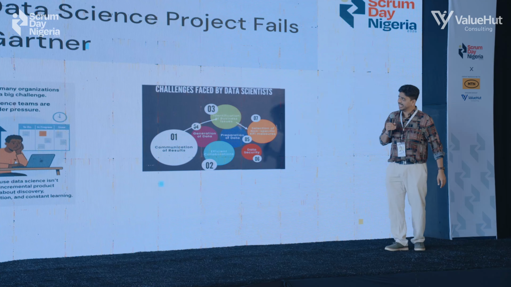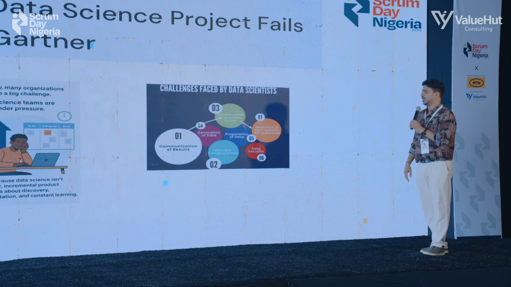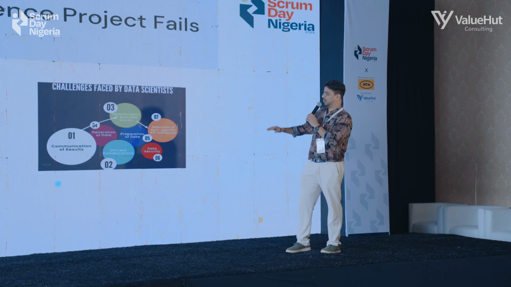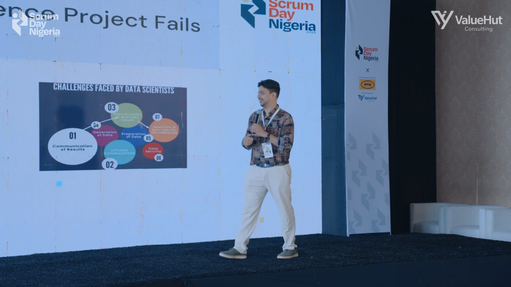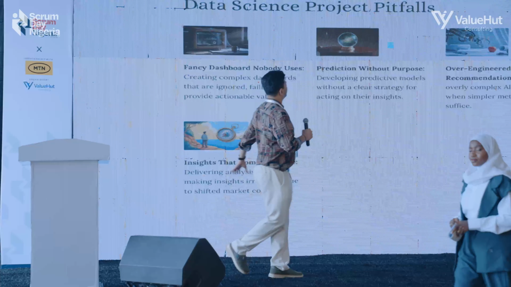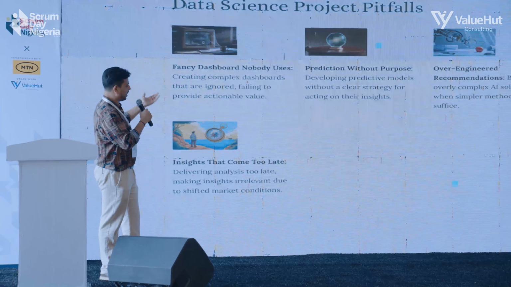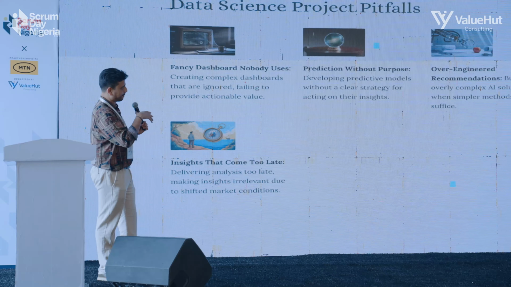In spite of all these things, Gartner, a premier research institution, has suggested that 80% of data science projects fail. Anyone want to talk about why some of the data science projects failed? And the last and the most important thing is, data science is not like typical software development. It's about discovery, experimentation, and constant learning. So these are some of the common project pitfalls, where you develop fancy dashboards, prediction without purpose, over-engineered recommendations, and a data collection rabbit hole that just goes on forever.